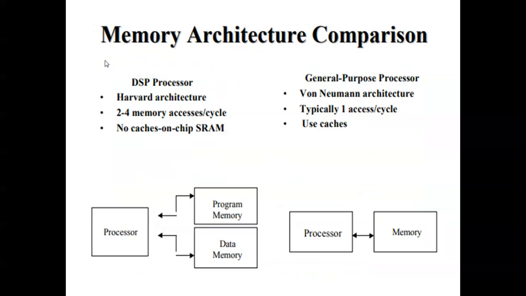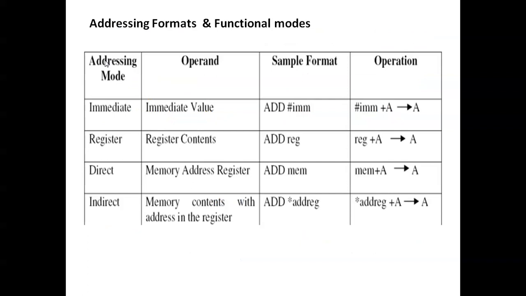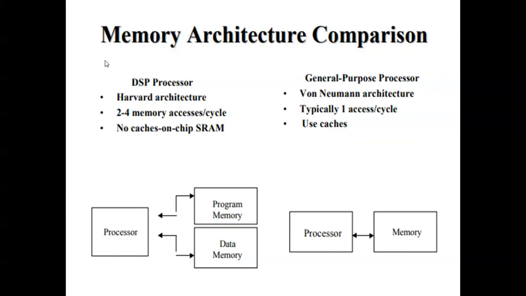And the memory architecture comparison. There are two kinds of processors: DSP processor and general purpose processor. The DSP processor has Harvard architecture, two to four memory accesses, and no cache, with on-chip SRAM. But the general purpose processor has von Neumann architecture, typically one access per cycle, and uses caches. Okay, then thank you.